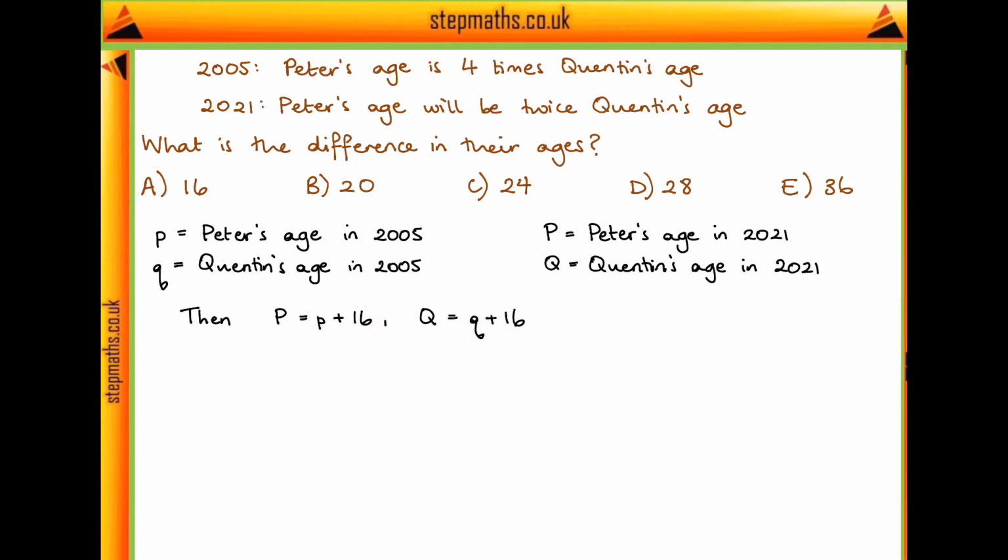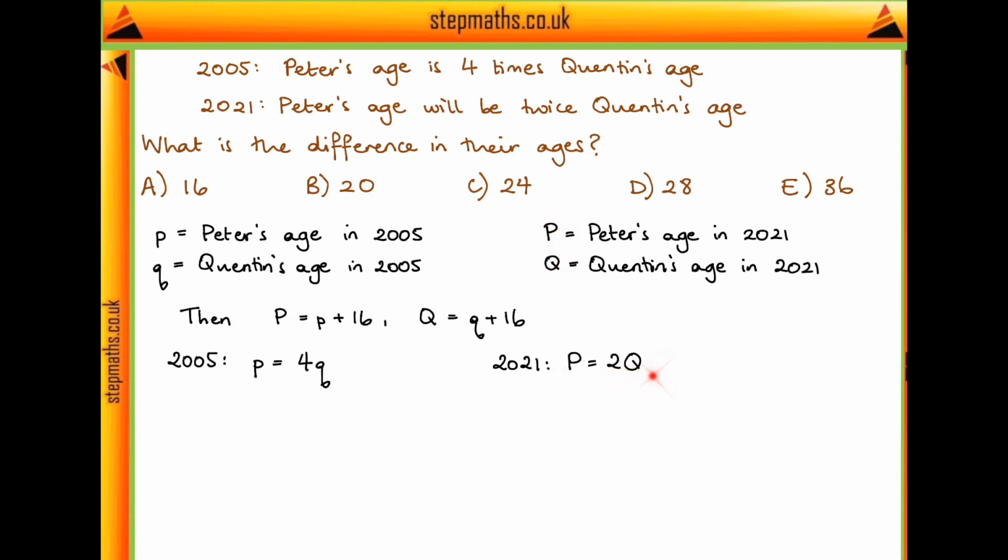Okay, and now let's look at the relationships between Peter and Quentin's ages. So in 2005, Peter's age is 4 times Quentin's age. So how do we write that in terms of P and Q? So we just have p is 4 times q. And in 2021, Peter is going to be twice Quentin's age. So this time, capital P is going to be twice capital Q.